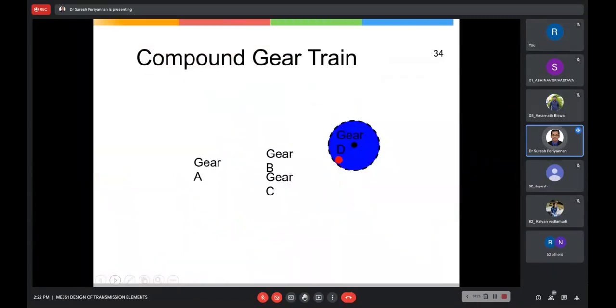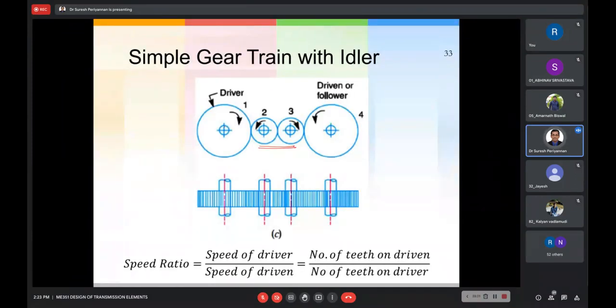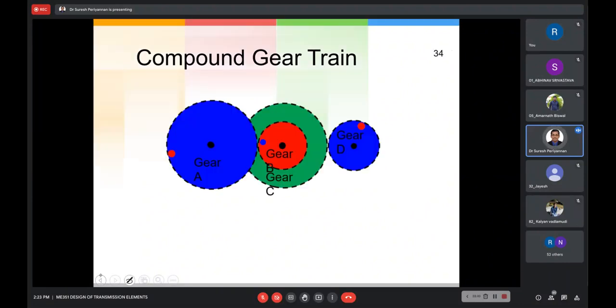Now this is the compound gear train. Whatever we discussed earlier, each shaft was connected to a single gear, but in a compound gear train, the middle shaft is connected with a couple of gears, sometimes more than two gears, but the end shafts are always connected to a single gear. This is a compound gear train.